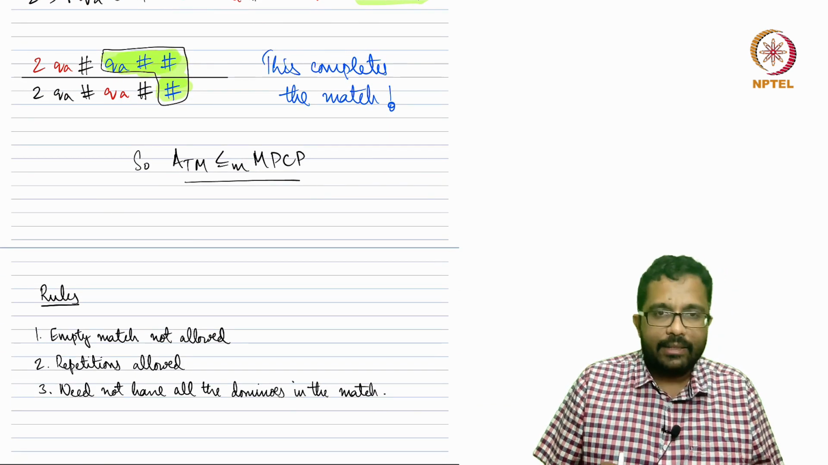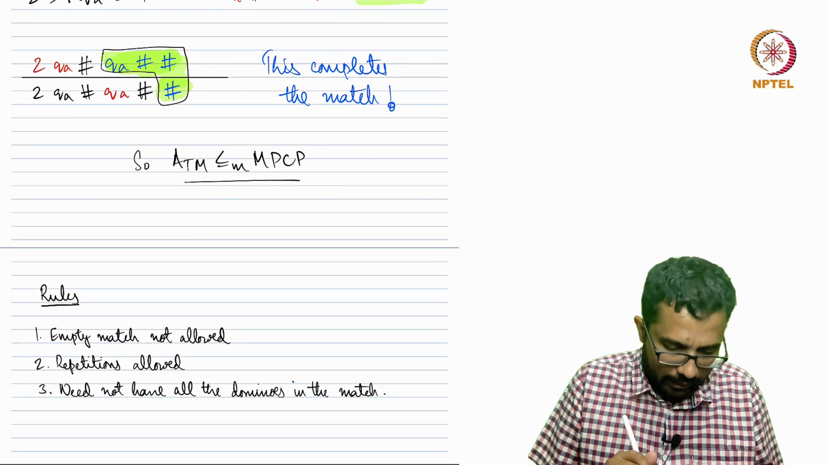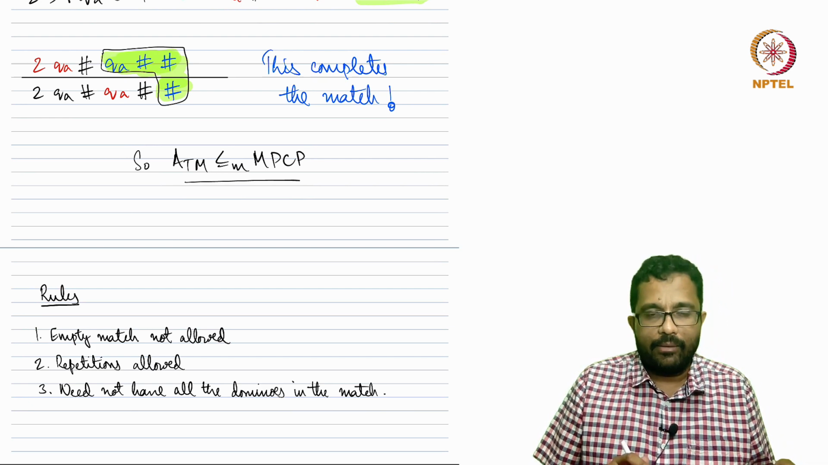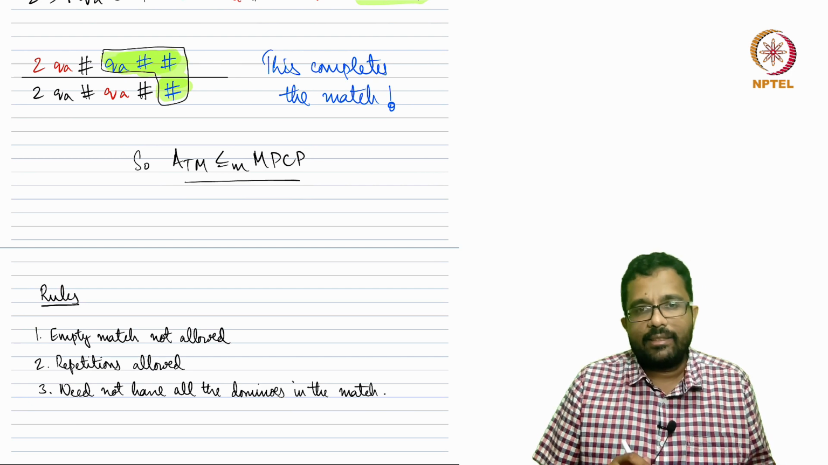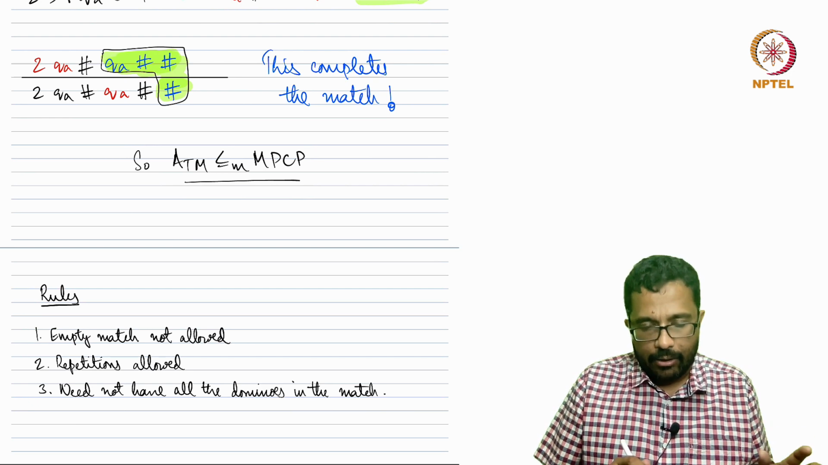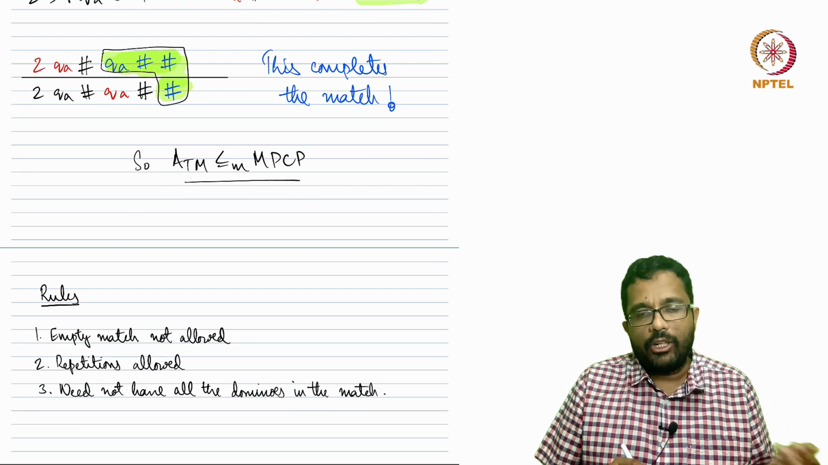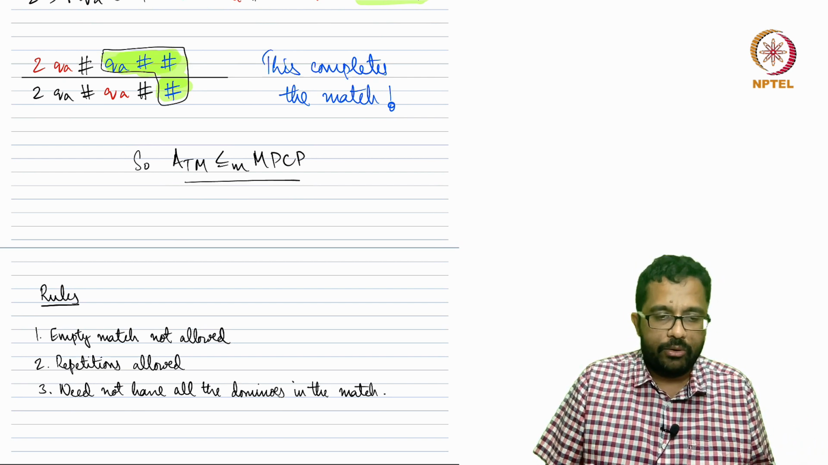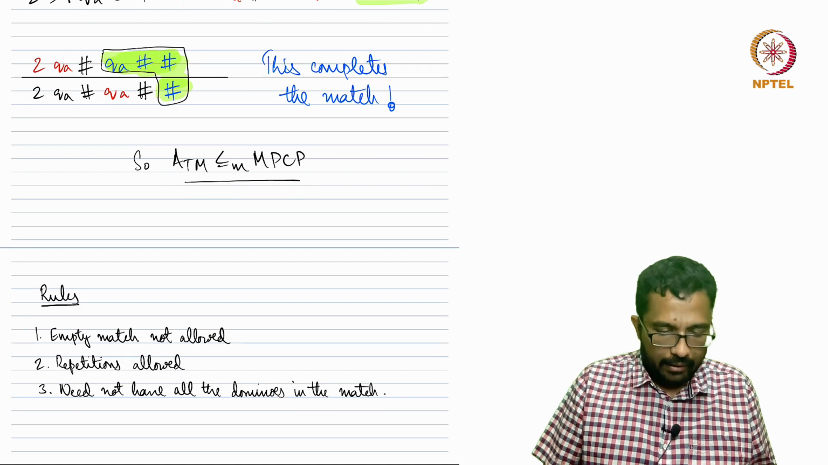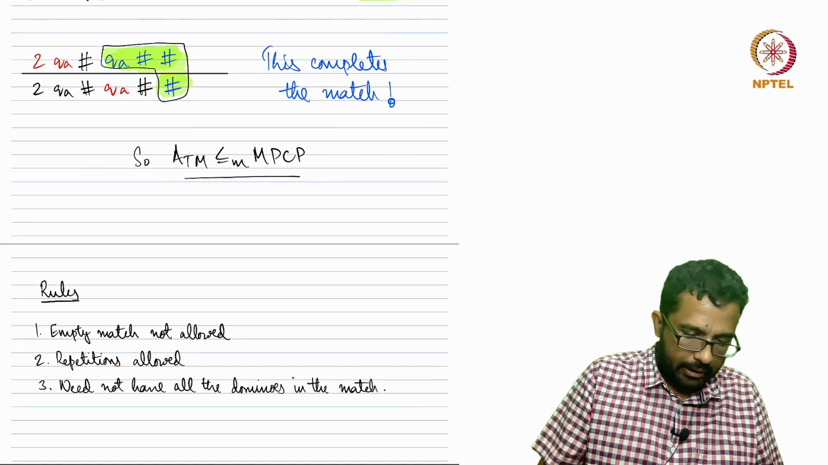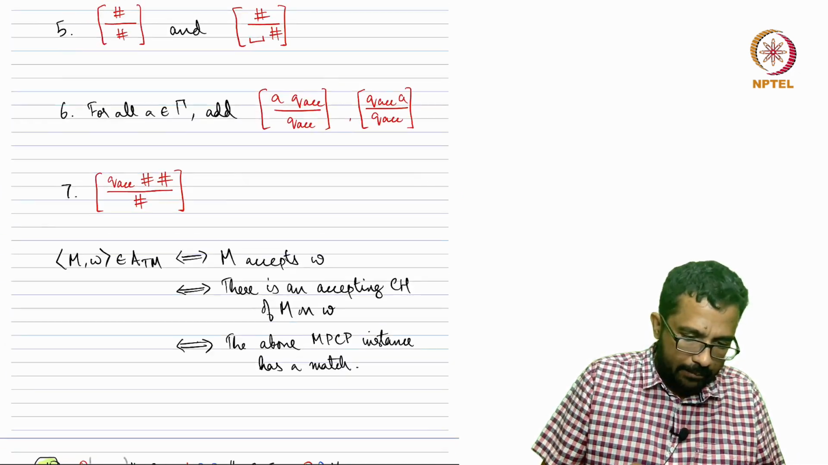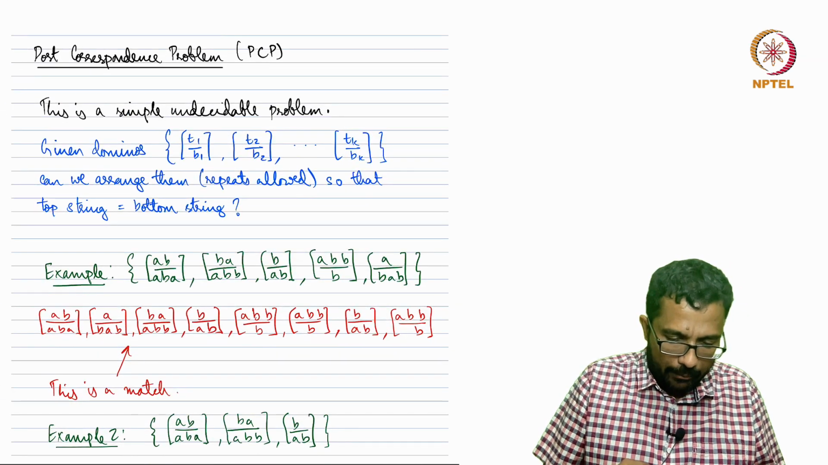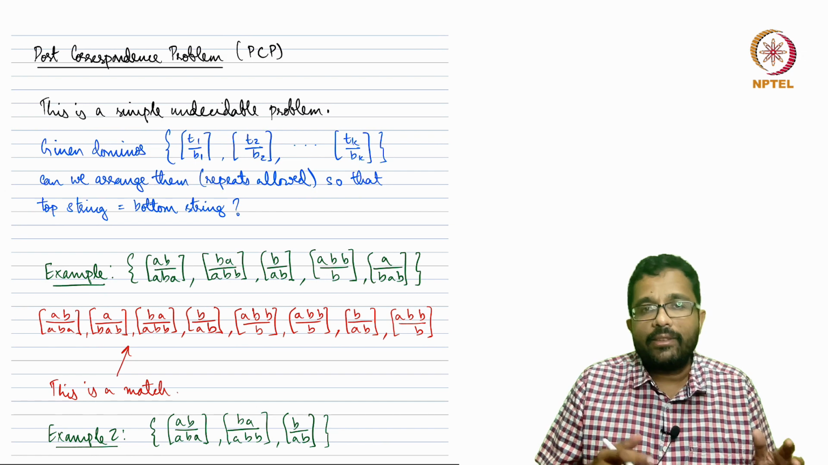That's all I have for this lecture, and these are some rules that I have just written down anyway. One is that an empty match is not allowed, otherwise it is meaningless. Two is that repetitions are allowed, and three is that we need not have all the dominoes in a match necessarily, we could skip some dominoes also. All of these I have said earlier, but I just noted it down, and that completes the proof that PCP is undecidable. So it's a problem that is undecidable, but it's a very, very simple problem.